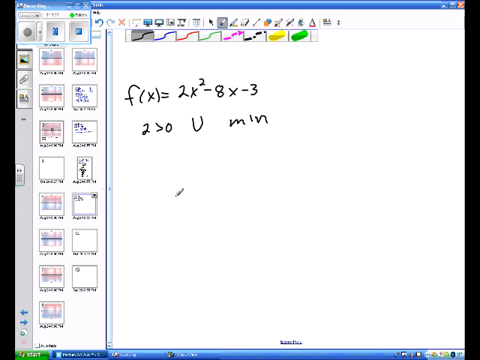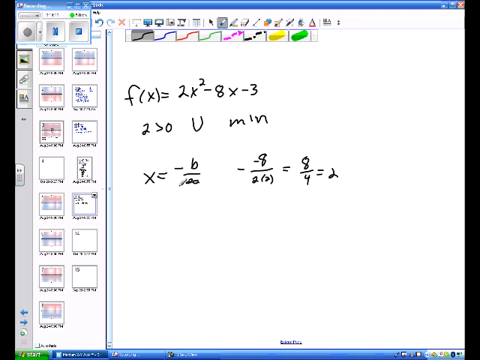If we wanted to find the minimum and where it occurs, now the minimum is your y value. Where it occurs is the x value. So it's going to occur at x is equal to the opposite of b over 2a. So in this case, it's going to occur at the opposite of negative 8 over 2 times 2, which is 8 over 4, or 2. So that's where it's going to occur. It occurs on your axis of symmetry.